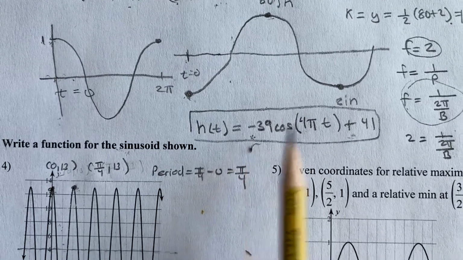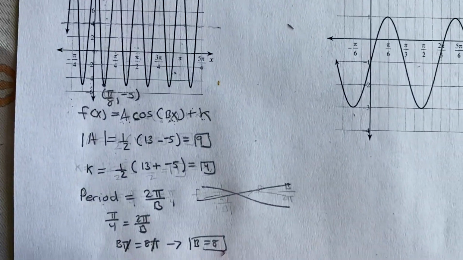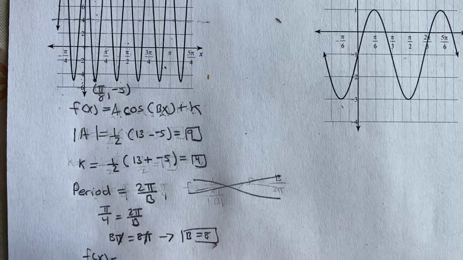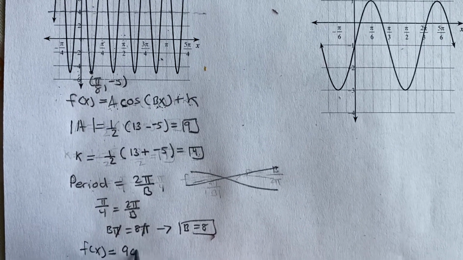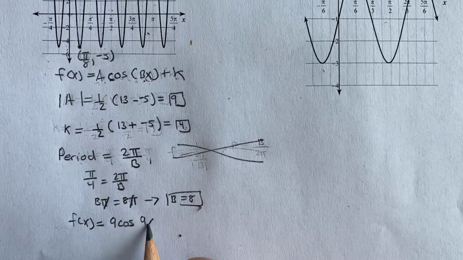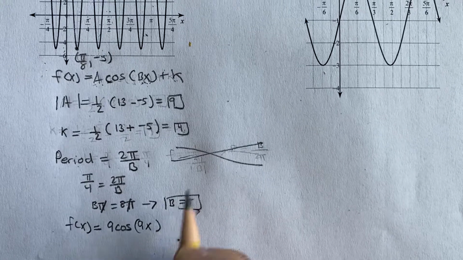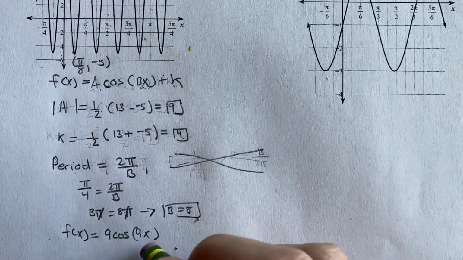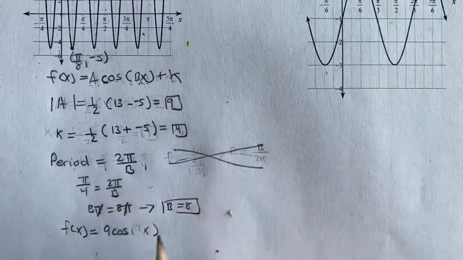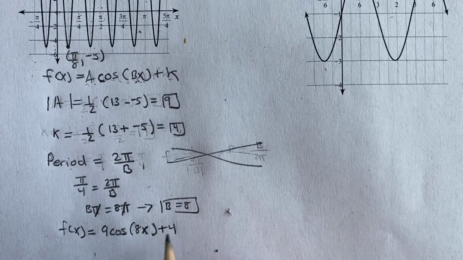the x-axis. Okay, so our final answer would just be f of x is equal to 9 cosine of 8x plus 4.